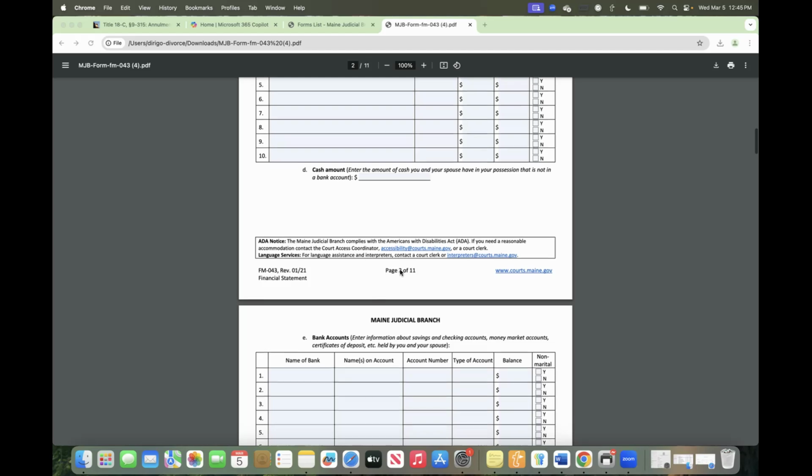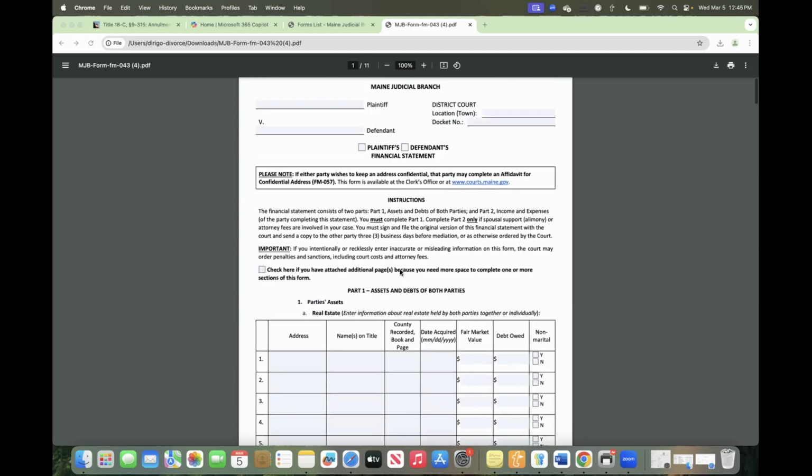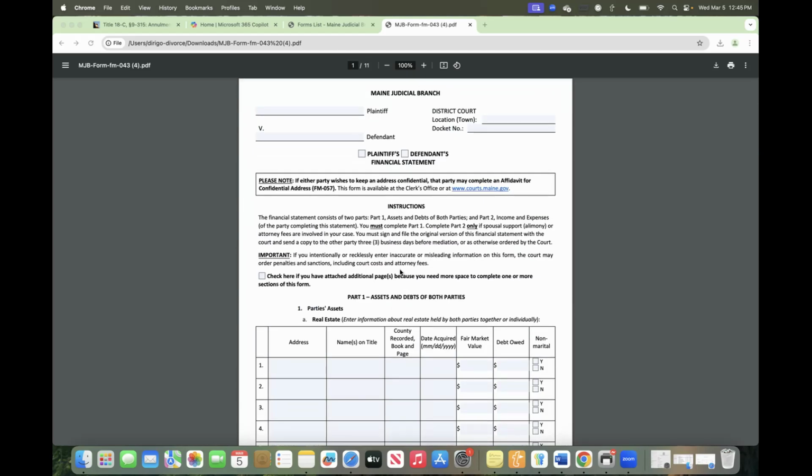If you were to go through this and see that it's 11 pages, it's got things on here that are not necessarily going to apply to you, but it's important to read through it and fill in the information for any of the things that you do have. So at the top here, if you were the plaintiff in the case, you would put the plaintiff's name here. And let's say it's Jane Doe.